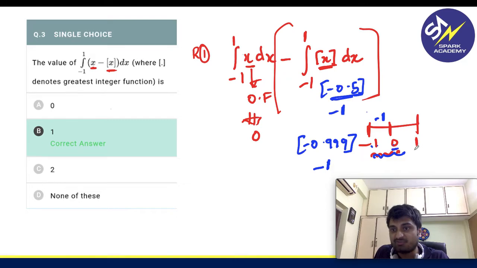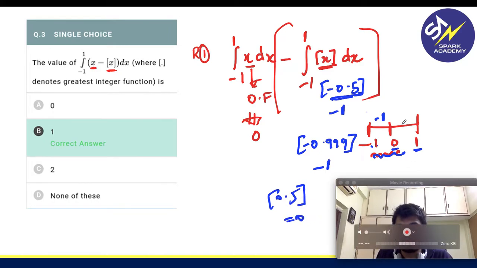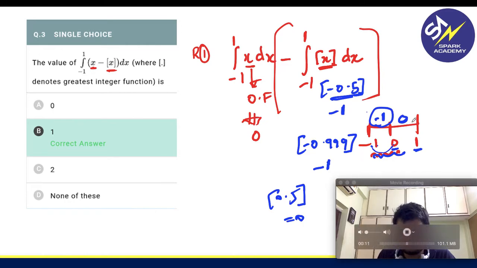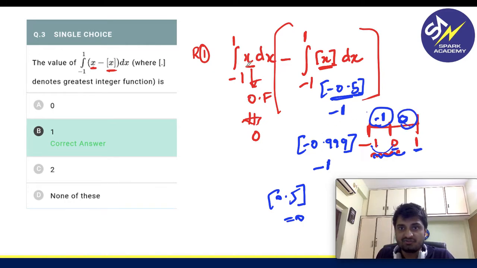What about the values between 0 and 1? If you take step of 0.5, step is the greatest integer less than or equal to x, right? Step of 0.5 is 0, right? So any value between 0 and 1, you will definitely get 0. So this part, I can write it as, I know from minus 1 to 0, I'm getting it as minus 1. From 0 to 1, I'm getting it as 0, right? So this part is 0 anyways.